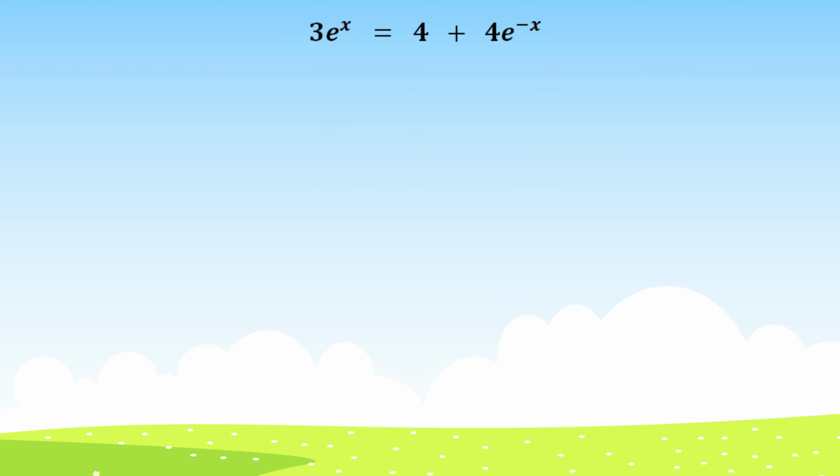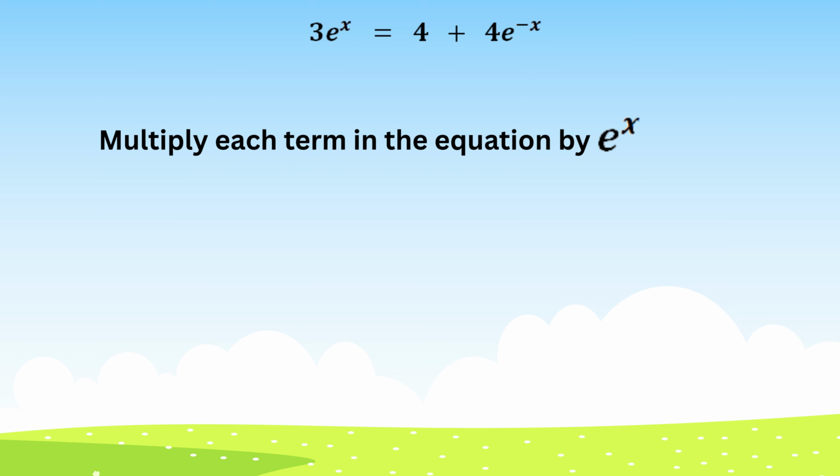Let's do another problem. Notice that this equation has a negative exponent. The first thing we need to do is to get rid of the negative power. We can do this by multiplying each term on both sides of the equation by e to the power of x. On the left, e to the power of x times itself is e to the power of x all squared. On the right, e to the power of x times 4 is 4e to the power of x, and e to the power of x times e to the power of negative x is e to the power of 0, since the law of indices states that we add the powers since the bases are the same e.